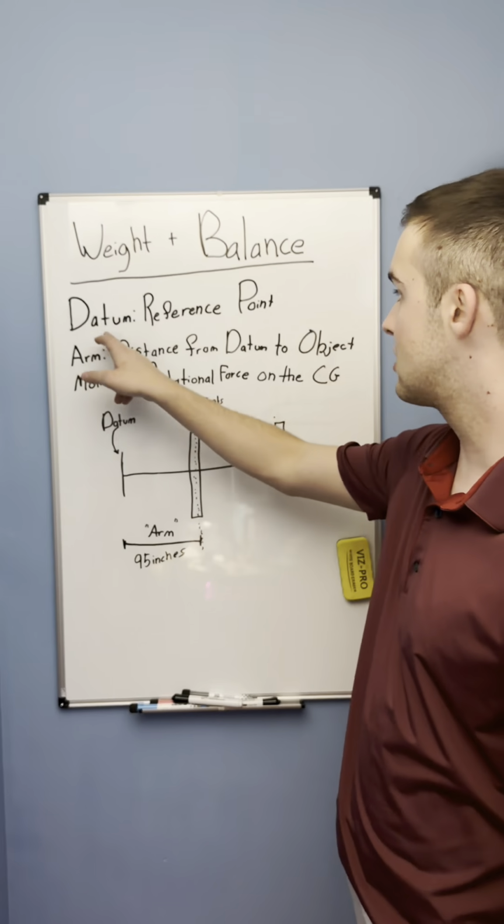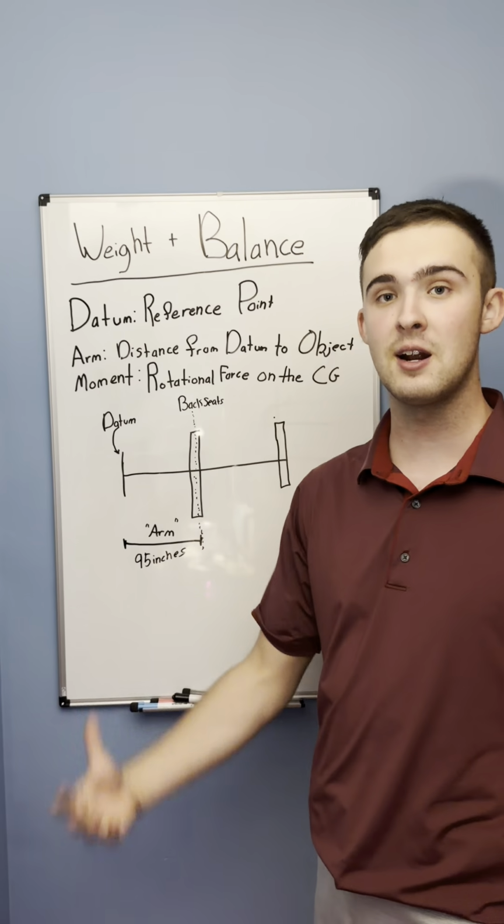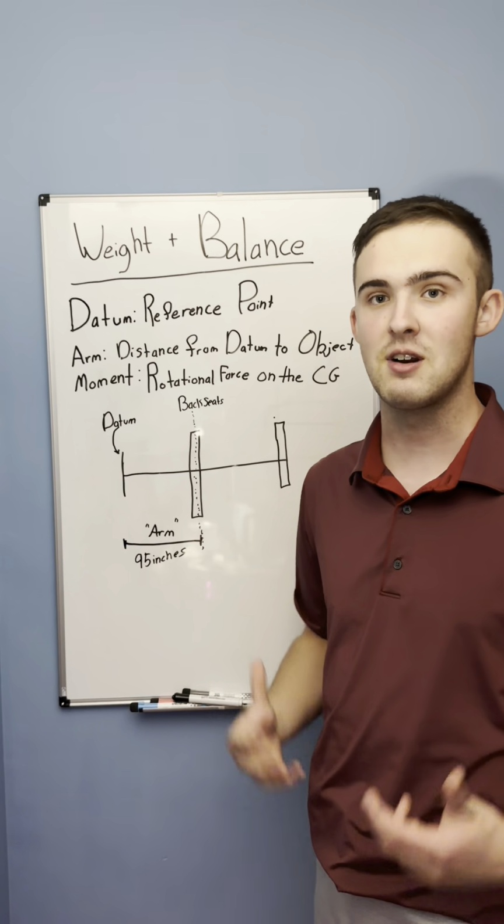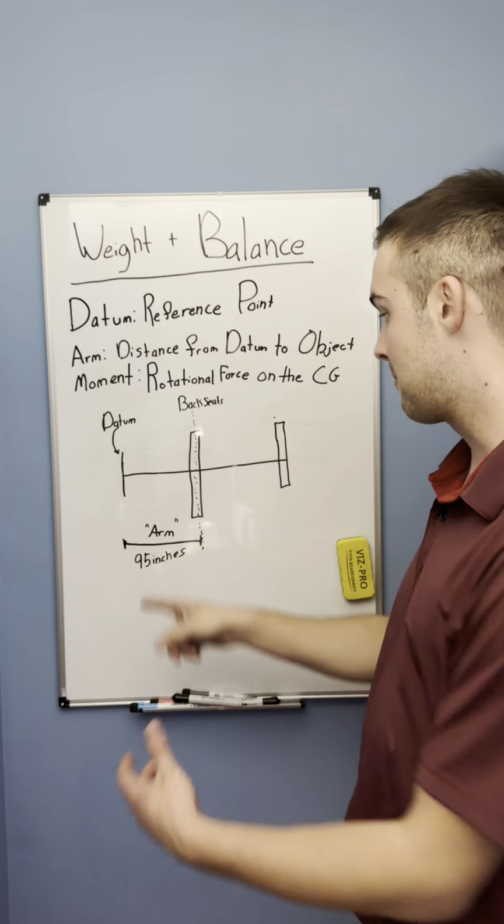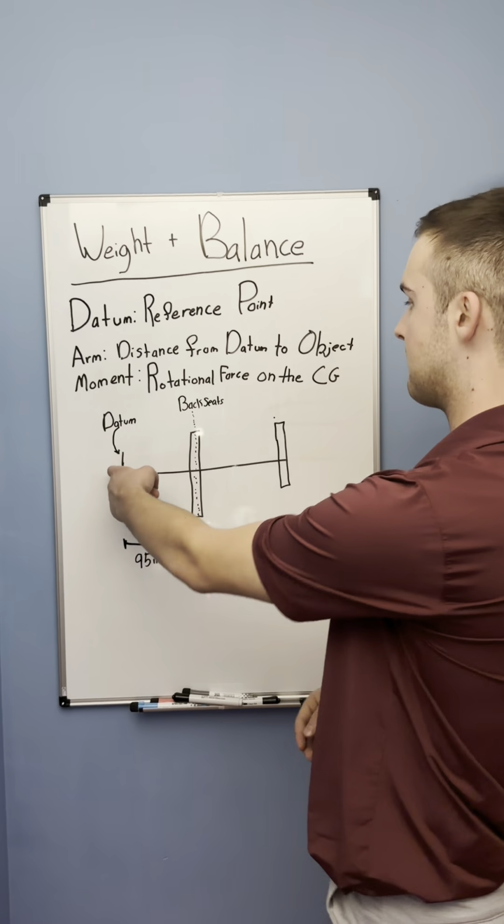The first of which is gonna be our datum point, which is very simply a reference point on the airplane that the manufacturer has determined. For our example here, we're just gonna use the front of the spinner on our propeller as our datum point.